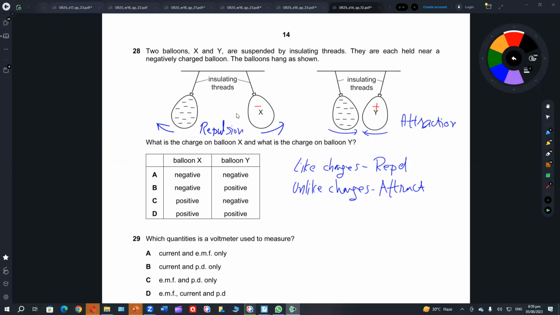Quickly, what about Y? I have marked positive there. I need attraction. Will it be B?